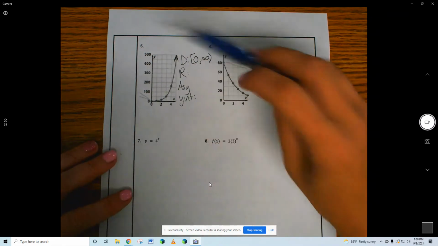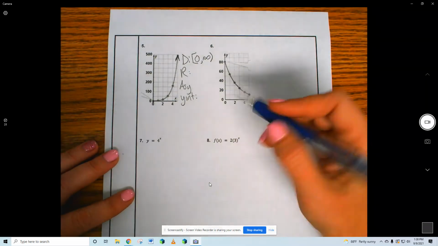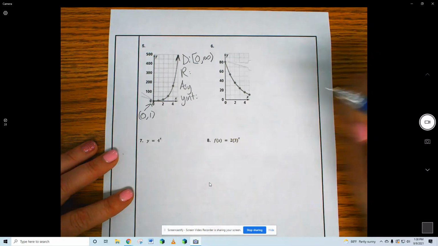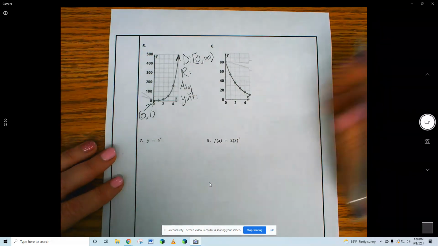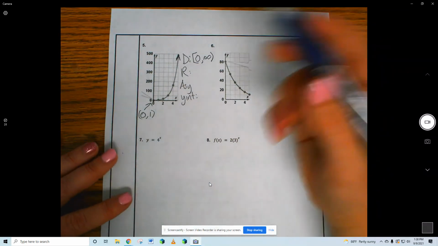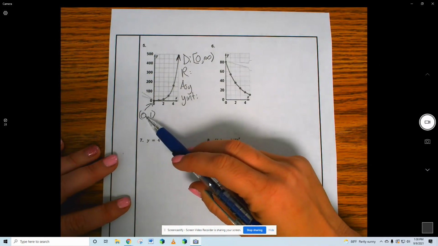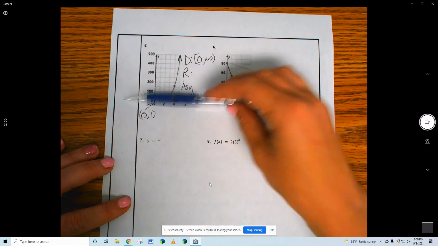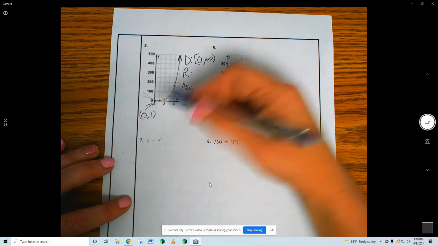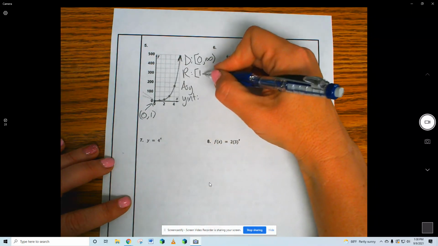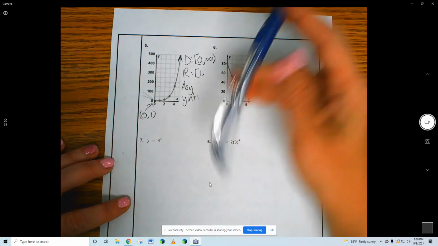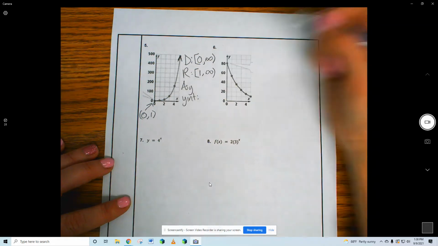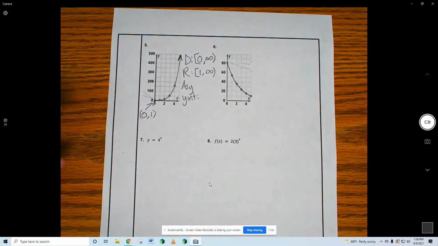Range, low to high. I need to let you know that the y-intercept is 0, 1. They all are pretty much. Range, low to high. Since this starts at 1, it's going to be bracket 1, and then up, up, up, infinity. So that's different.